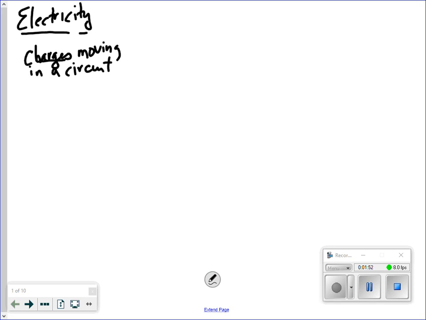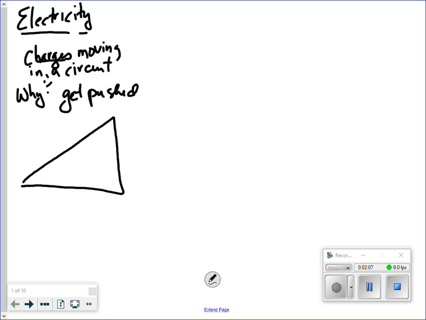So the first thing you have to figure is, why would they move around in a circuit? Why would they move in the first place? And the reason for that is that they get pushed. We're going to use the analogy of energy just a little bit, because energy and potential energy, kinetic energy, and so on is something we have a pretty decent idea about.